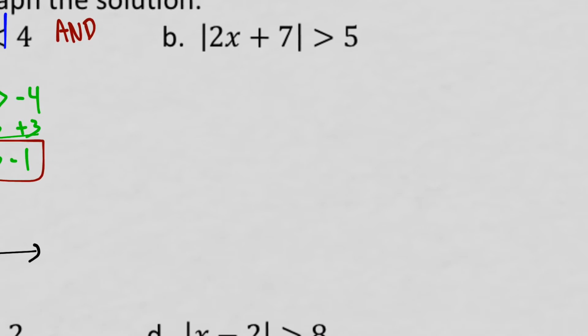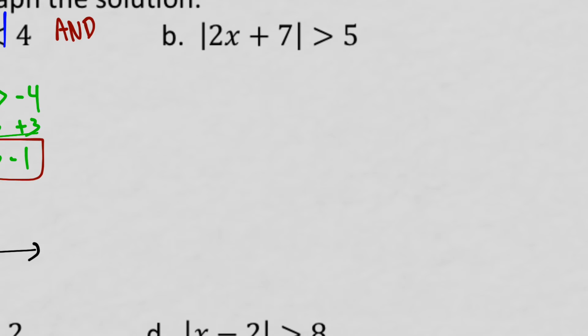Absolute value of 2x plus 7 is greater than 5. Same thing as before. First thing I'm going to do is check if it's supposed to be AND or OR. Draw a vertical line like that, and you see that you make a letter B. That means OR. A letter D means AND. So this is an OR inequality. And just like the other one, we're going to solve it twice.